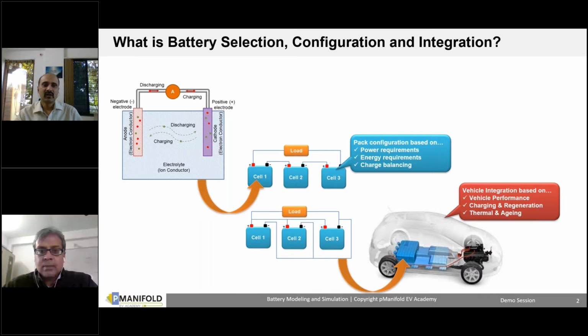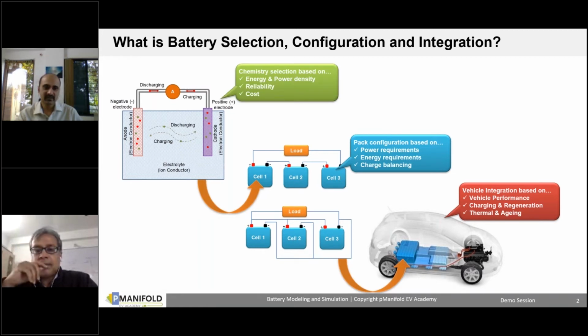We have to select the chemistry or the sub-chemistry, as we call it, because even lithium ion batteries come in different flavors: lithium polymer, then NMC, and there are many lithium ion batteries as well. Which chemistry is best suited will be determined by your requirements for energy and power density, for reliability and robustness, and for cost, obviously. So how do we understand these requirements so that we can cascade them down this channel to understand what sort of chemistry and what sort of pack configuration we need?